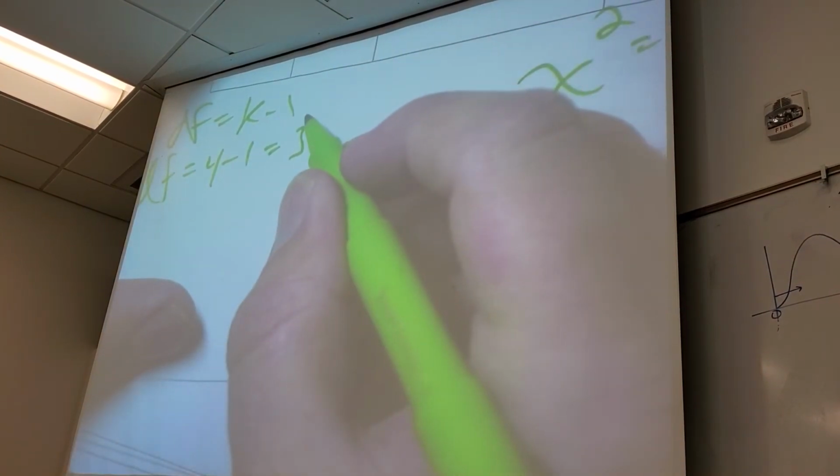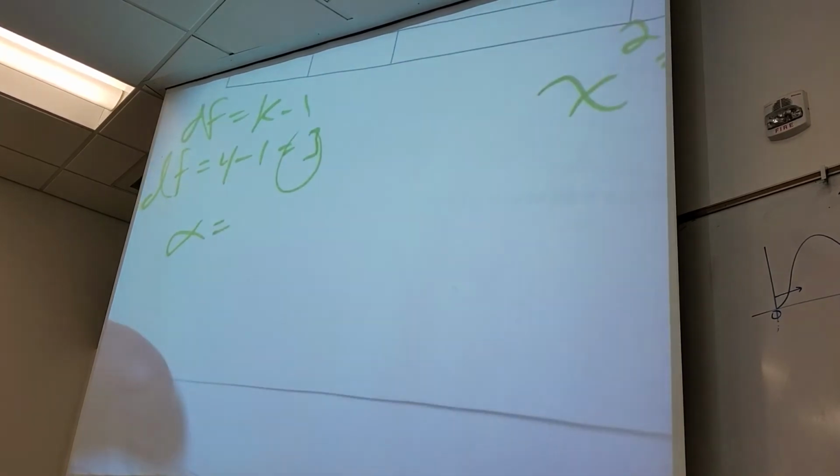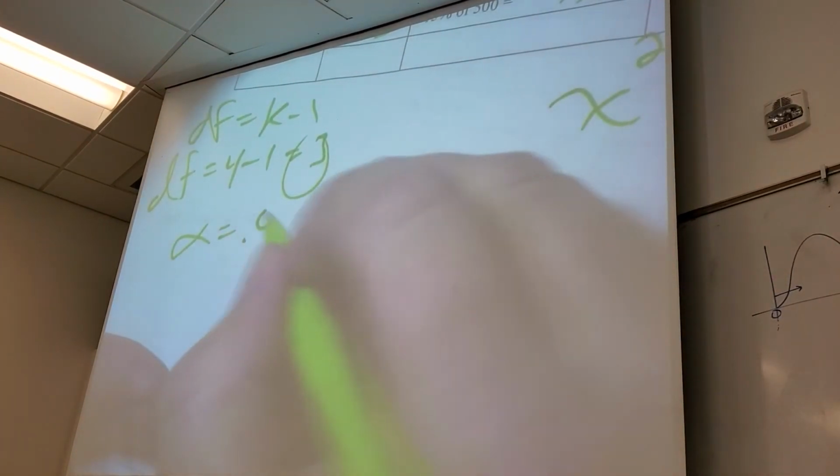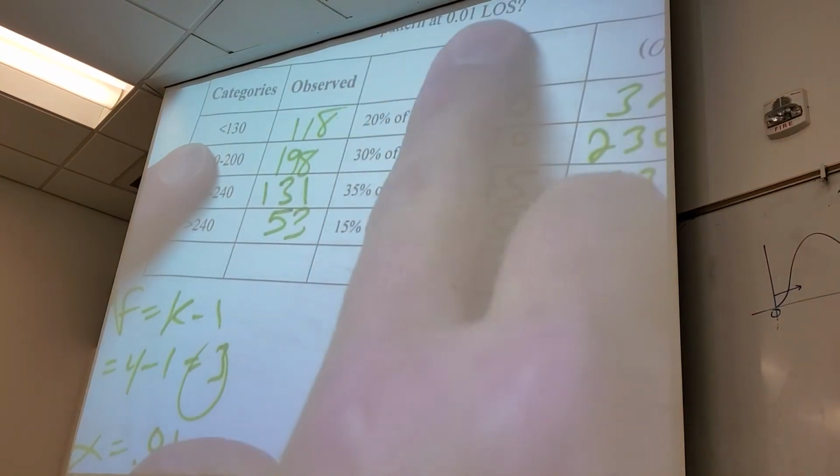So degrees of freedom is 3. Alpha, I tell you, is what? 0.01. Everybody see that? Right there.